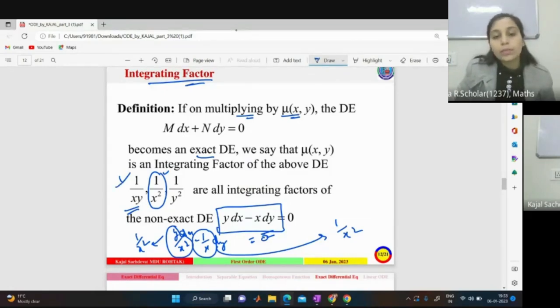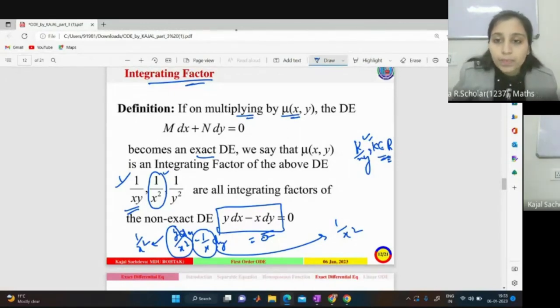For the given equation, we can have many integrating factors, not only one. If 1 upon xy is an integrating factor, then k upon xy is also an integrating factor, where k belongs to any real number. So if we get one integrating factor, we can get an infinite number of integrating factors.